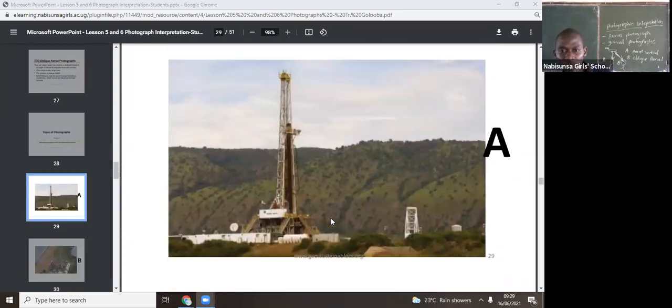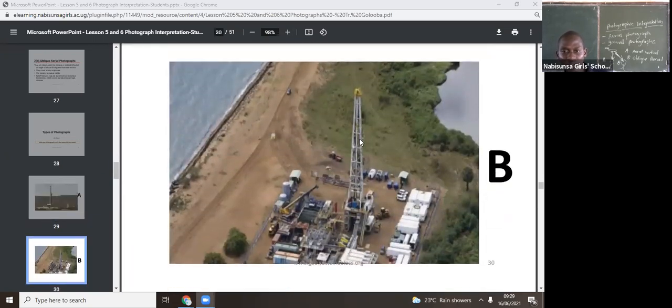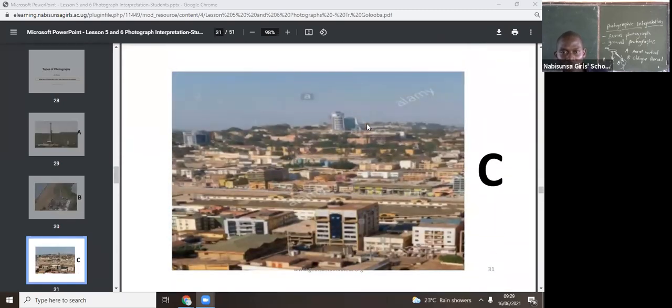When you look at this type of photo, which type of photograph is it? Yes, Pamela. Which type? It's a ground photograph. What about this one? Let me get another person. Kushemerera. Which type is that? B? It's a vertical aerial photograph. Thank you. What about C?